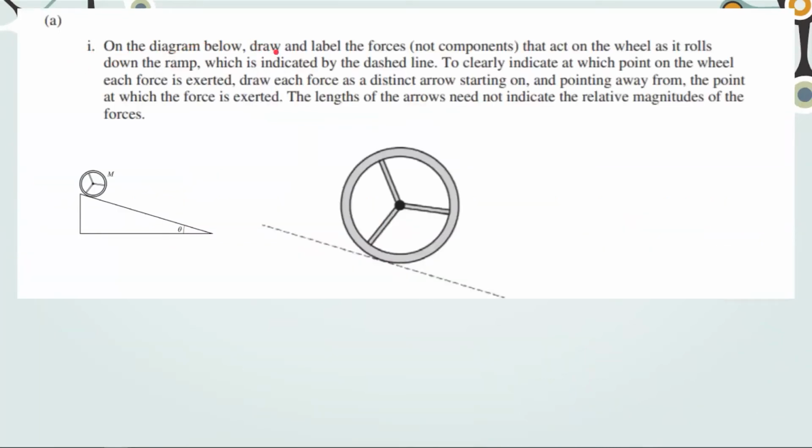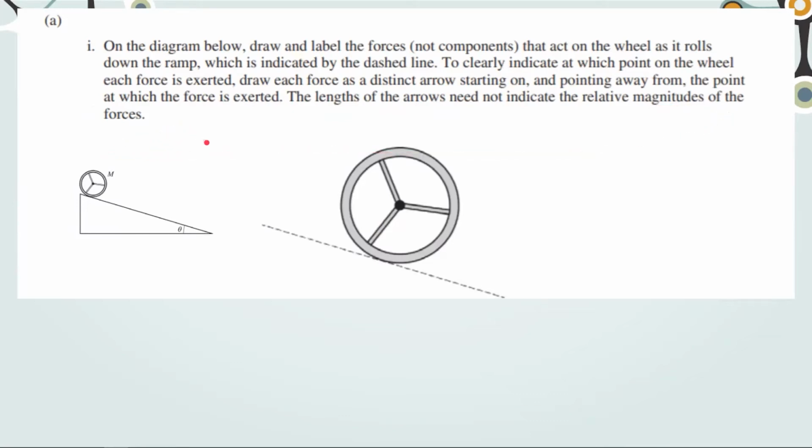On the diagram below, draw and label the forces, not components, that act on the wheel as it rolls down the ramp, which is indicated by the dashed line. To clearly indicate at which point on the wheel each force is exerted, draw each force as a distinct arrow starting on and pointing away from the point at which the force is exerted. The length of the arrows need not indicate the relative magnitudes of the forces.